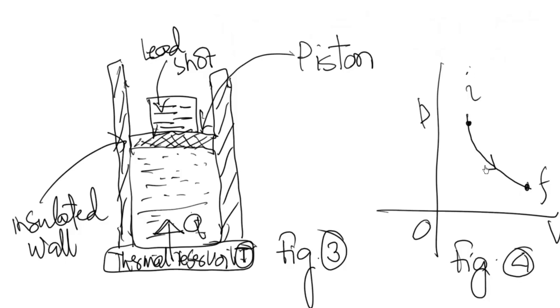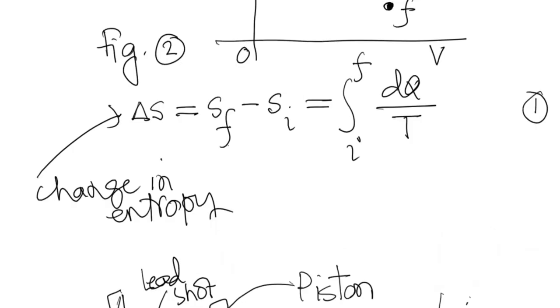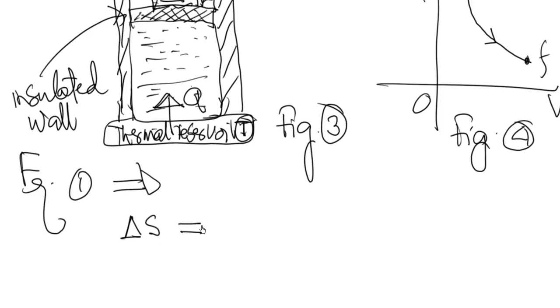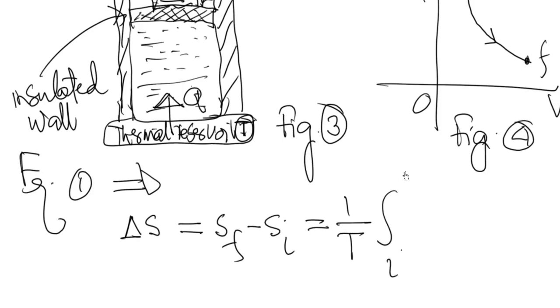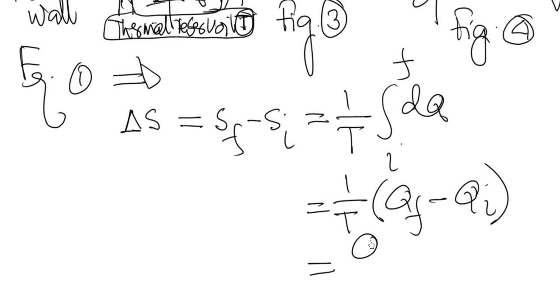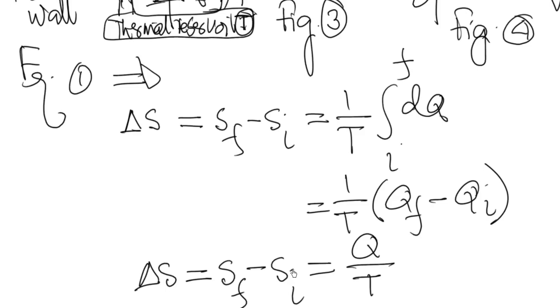To apply equation 1 to the isothermal expansion, we take the constant temperature T outside the integral of equation 1. Okay, we take this T outside the integral, and then we'll have delta S. So equation 1 becomes delta S equal to S_F minus S_I, and this is 1 by capital T, integral from initial to final of dQ. Now this can be written as Q_F minus Q_I, and we can write it as Q by T. So we write delta S, change in entropy, is S_F minus S_I, which is Q by T. This is the change in entropy in the case of isothermal process.